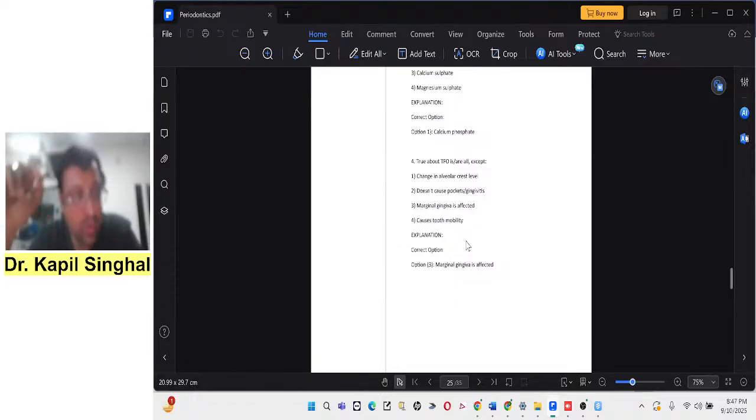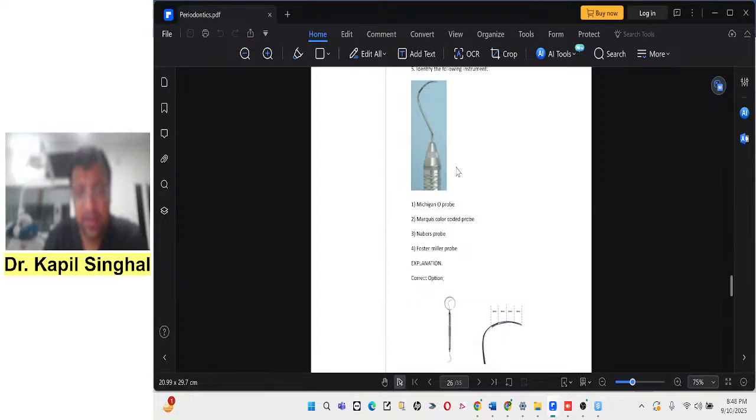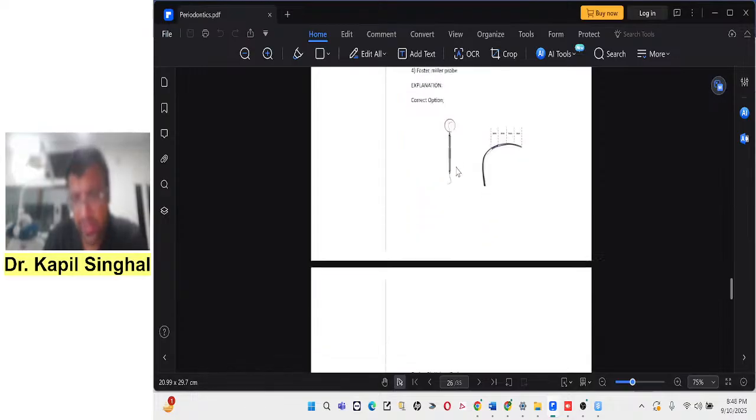Fourth option is tooth mobility. Obviously tooth mobility is increased in TFO. So the answer here would be 3, marginal gingiva is affected. What is this? This is Nabers probe. It has markings at 3, 6, 9 and 12 for furcation. Used to see the furcations. Okay.